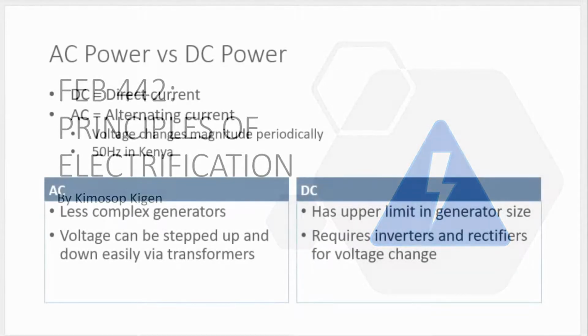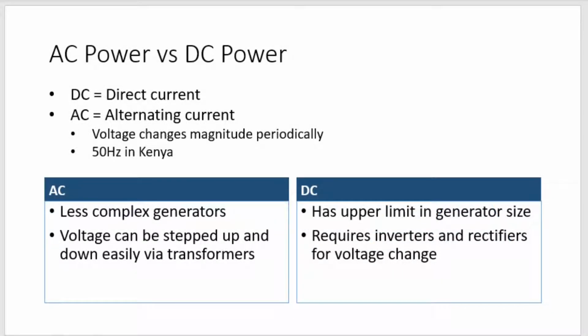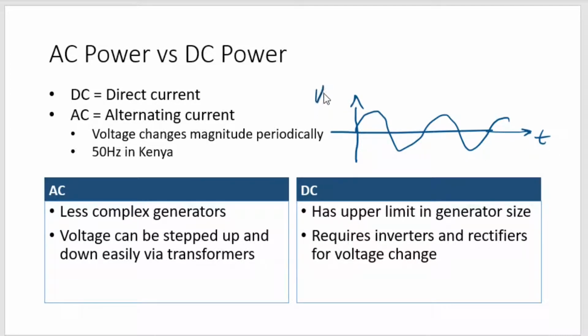AC is alternating current, which means that the voltage changes its magnitude periodically. For example, if we were to draw the waveform of AC, it usually looks something like that. It's a sinusoidal waveform, where this is representing time and this is representing either your voltage or your current. Okay, that is AC voltage.